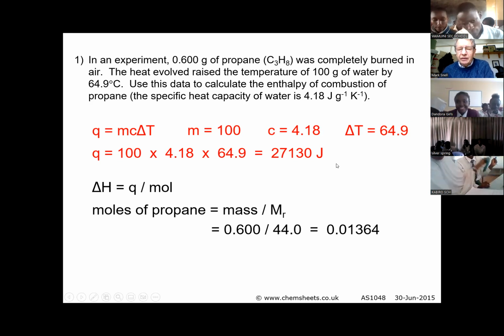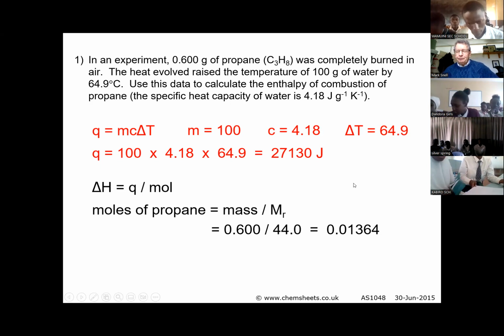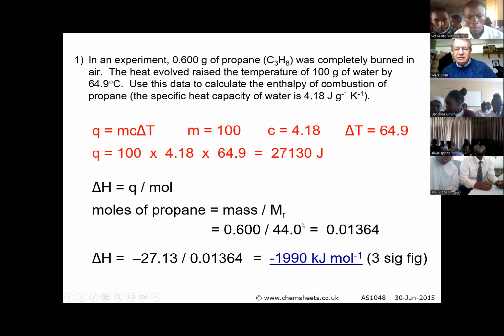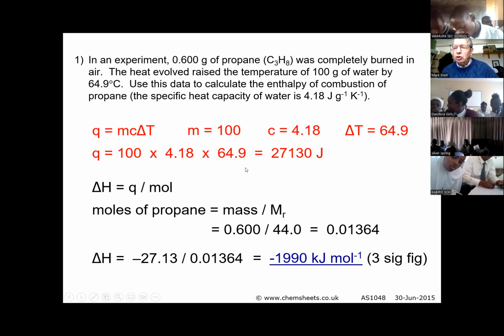Okay, so that will be 27,130 divided by 0.01364. That will give me it in joules per mole. I need it in kilojoules per mole. They've put the negative here because we know that it's heat given out. So it's exothermic, so it is lost. And that equals negative 1990. That 27.13 is this 27,130. To turn joules into kilojoules, divide by 1,000.